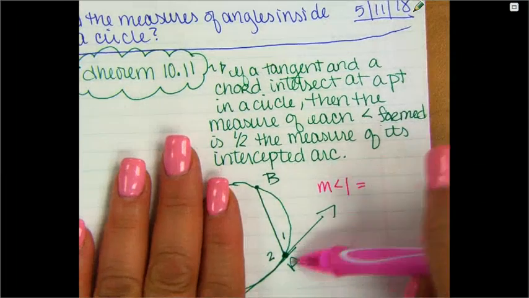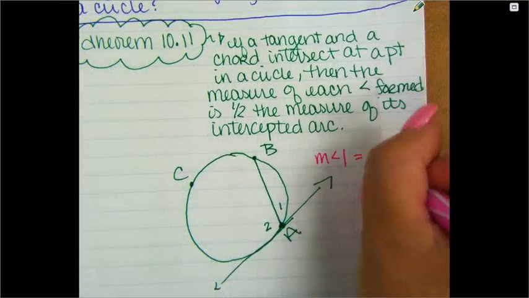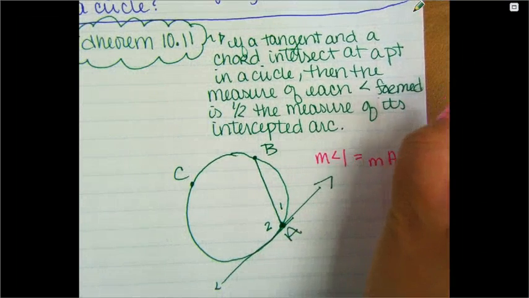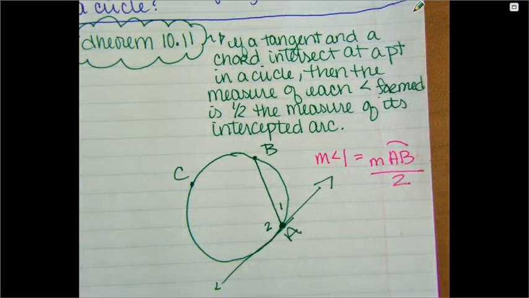So if I'm looking at angle 1, what is its arc? The measure of arc AB. And it says half, so we have to divide by 2. Easier to divide by 2 than multiply by 1/2 for some of you. For some of you, you know how to multiply by 1/2.